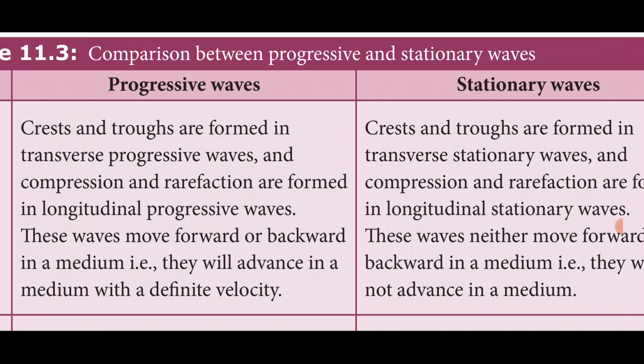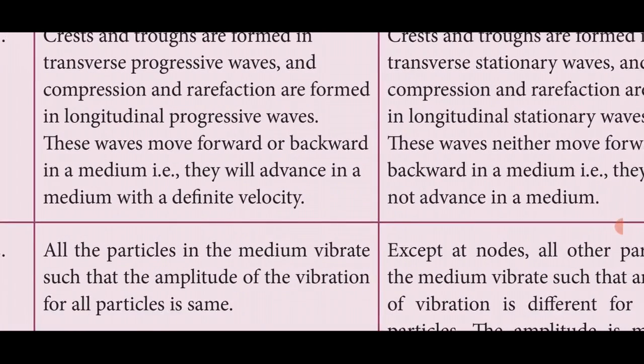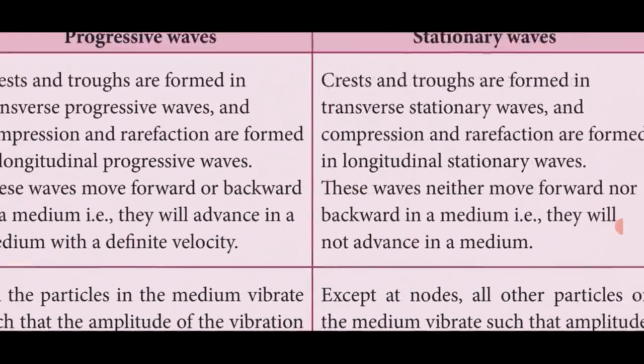So what is the comparison between the progressive and the stationary waves? Progressive means crests and troughs are formed in transverse progressive waves, and compressions and rarefactions are formed in longitudinal waves. You know that. These waves move forward or backward in the medium. Both longitudinal and transverse waves move through the air medium, because they disturb the particles to move forward or backward. So it's a well advanced one with a definite velocity.